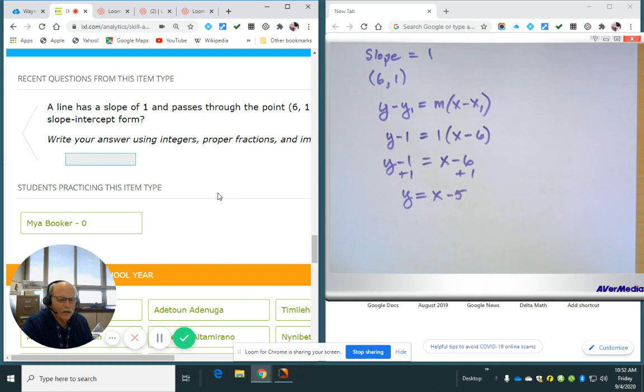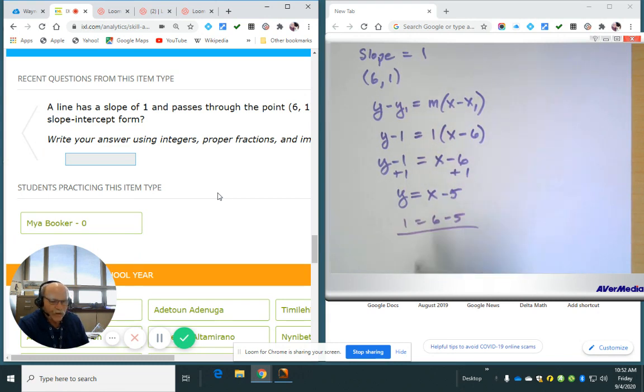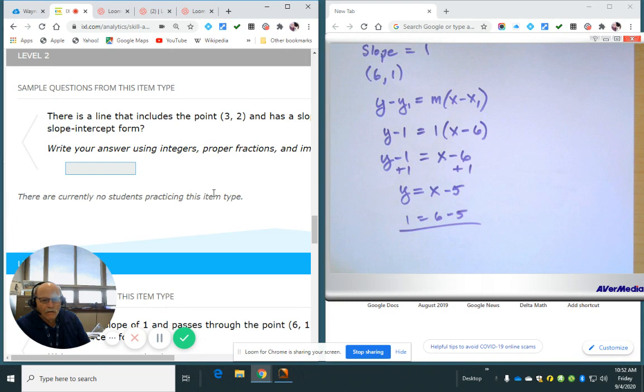If you want to check it, you can always graph it. You could also take (6, 1) and plug it in for x and y and make sure that works. If I put 6 here and 1 here, 6 minus 5 does equal 1. So that's how you do that type of problem.